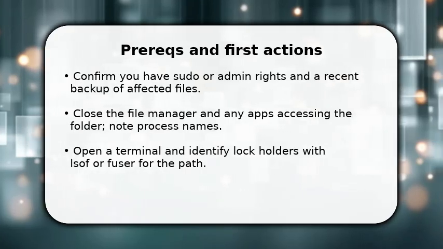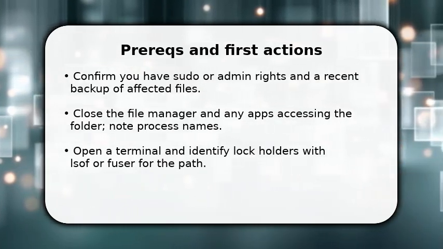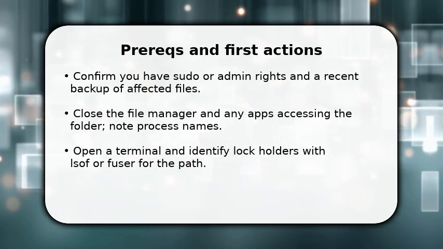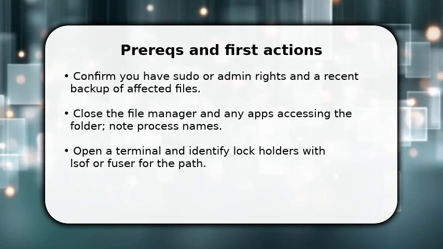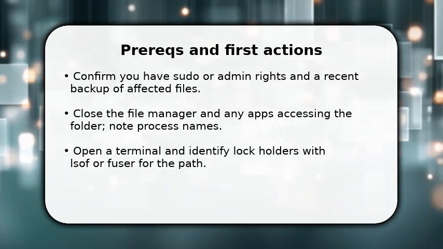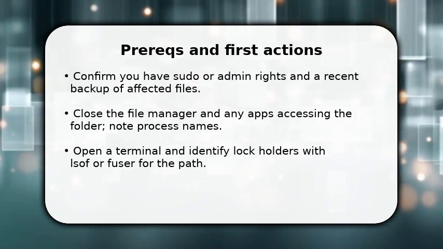You start by verifying you have administrative privileges and a backup, because you will remove a lock file. Next, close the file manager and any programs that might hold the directory. This reduces race conditions. Open a terminal and run lsof or fuser against the folder to list PIDs using it.